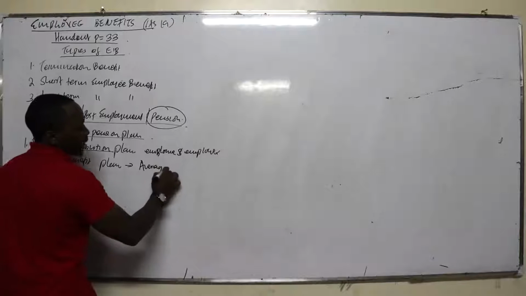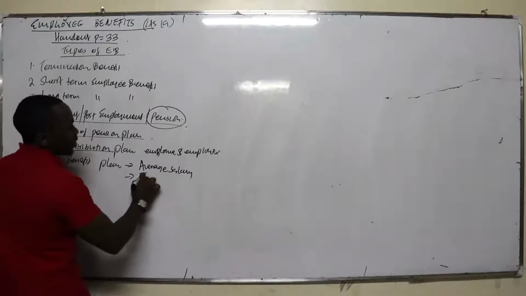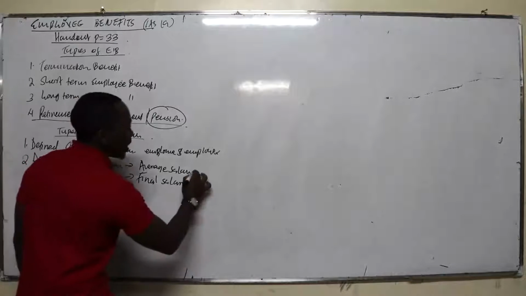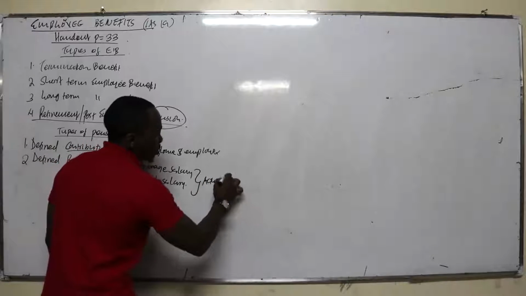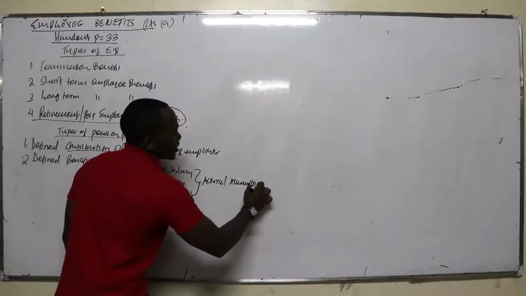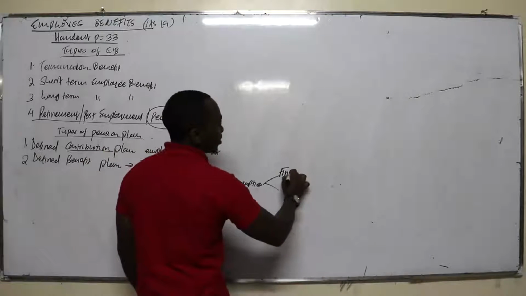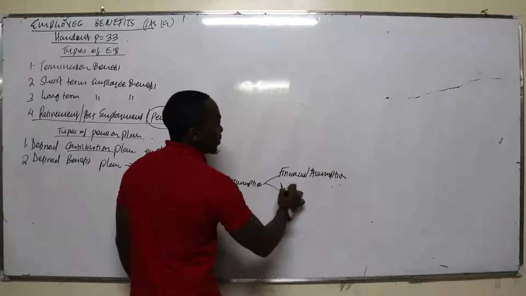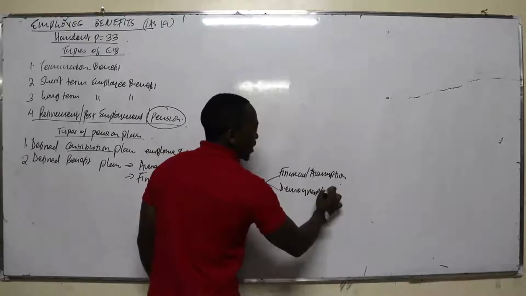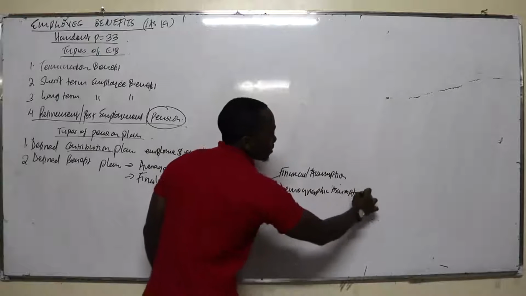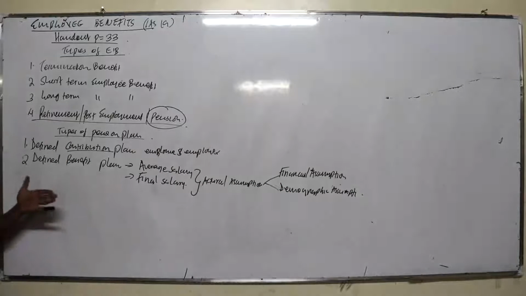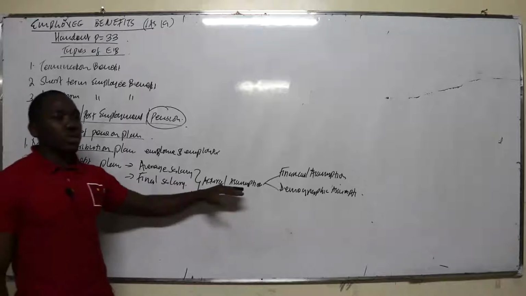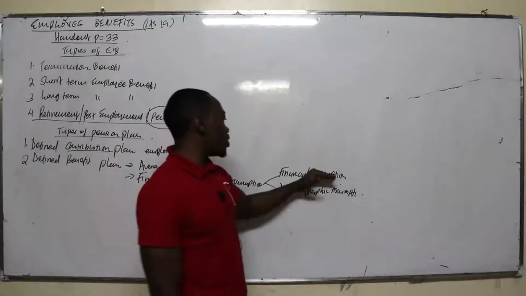Then under a defined benefit plan, the amount payable on retirement will depend either on the average salary or the final salary. But this determination will be based on the actuarial assumptions. For actuarial assumptions, we have financial assumptions and also demographic assumptions. The computation will be determined on what? Actuarial assumptions.